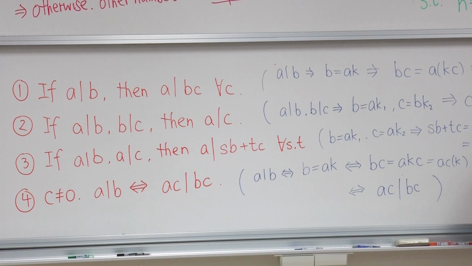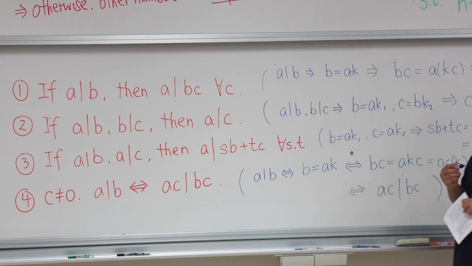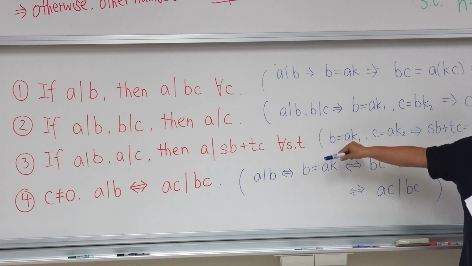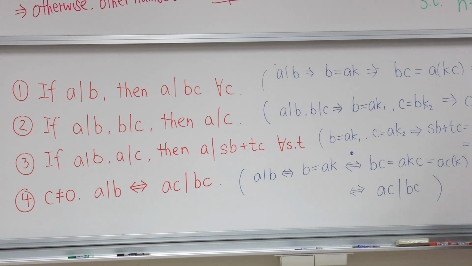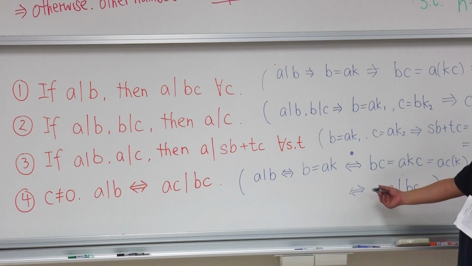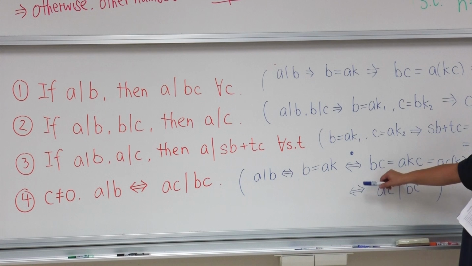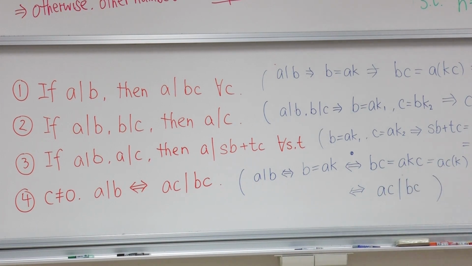Oh, so that's it. Key point here is that this is the part that requires C to be non-zero. If C could be 0, then you can go in this direction, but you cannot go back. And similarly, if C can be 0, then this should be okay. So this is the step that requires C to be non-zero.